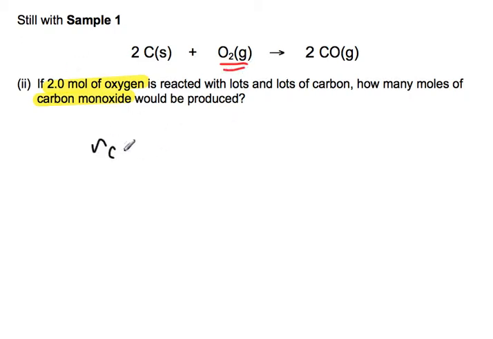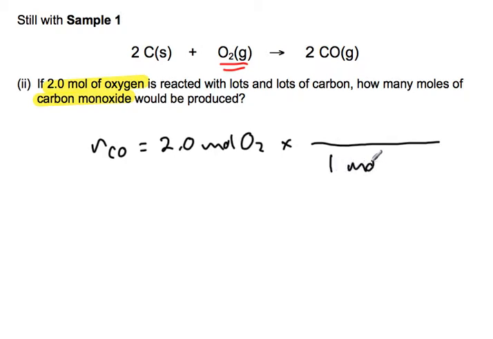Number of moles of carbon monoxide, still what we're looking for, equals number of moles of oxygen, which is 2.0 moles of O2, and I just multiply it by the appropriate equation factor. I want to get rid of oxygen, so it's on the bottom, and my coefficient for oxygen is 1. I want to be left with carbon monoxide, and it's 2 moles of carbon monoxide.